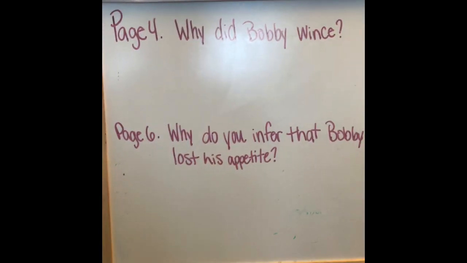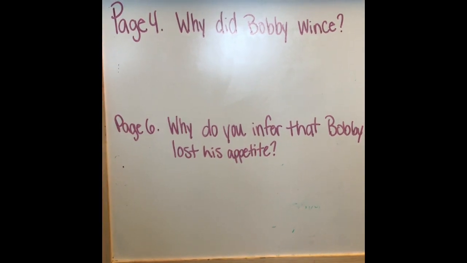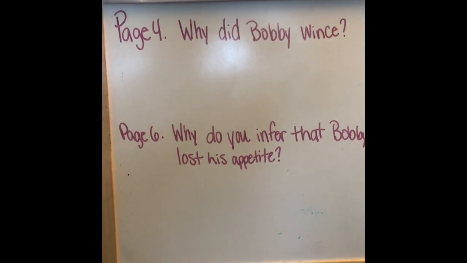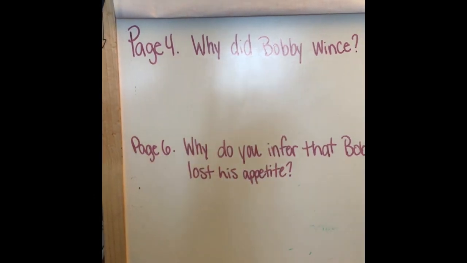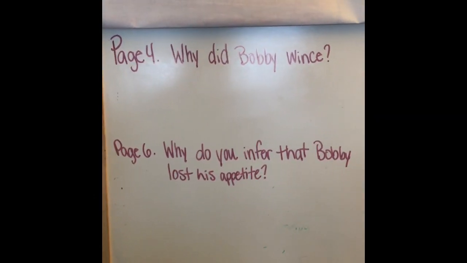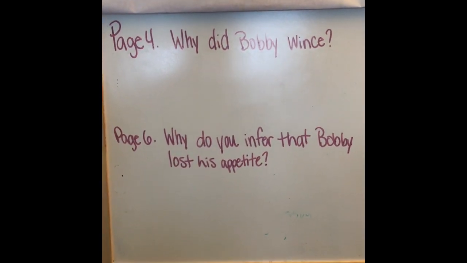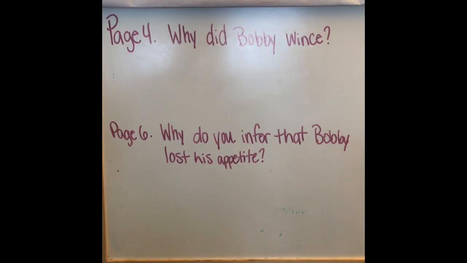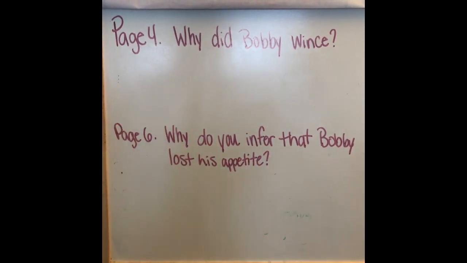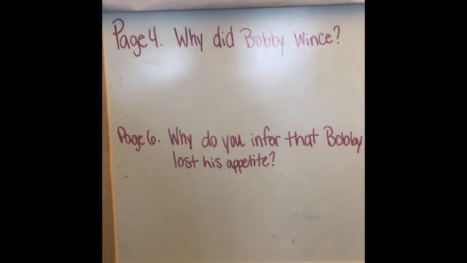Okay, so I want you to go back to the part where Bobby's mom was putting bandages on him, and it says that he winced. I want to know, why did Bobby wince? What in the story made him wince? Was it from her putting the band-aids on too tight, or was there something else going on? And then on page 6, which is the last page that we just read, I want to know, why do you infer that Bobby lost his appetite?